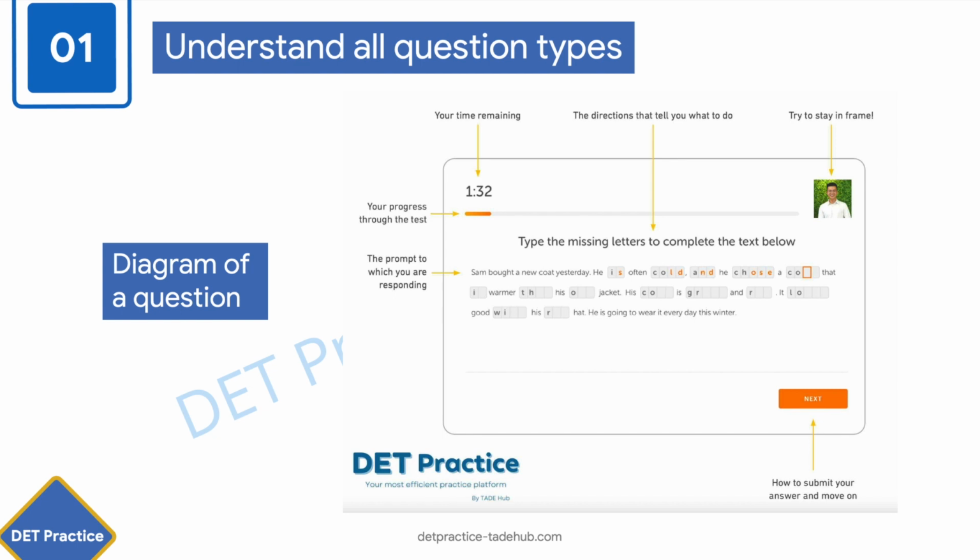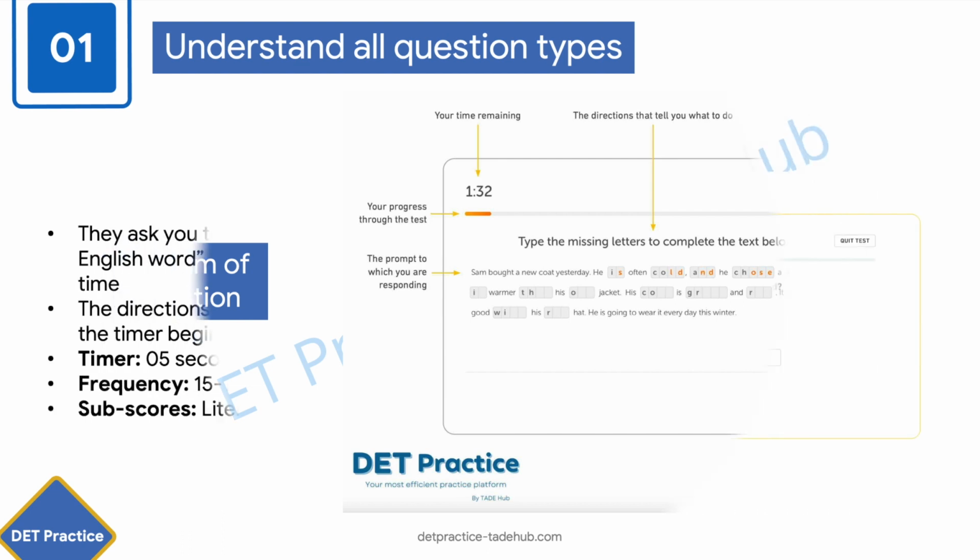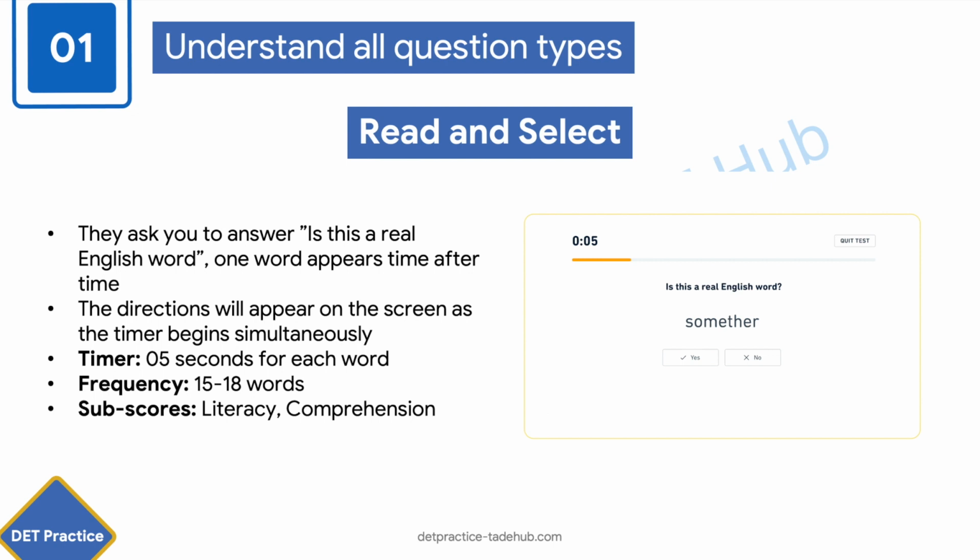Here is the diagram of a question. Every single question provides test takers all the following information, including the time remaining and the directions that tell you what to do, and you need to try to stay in the frame in the top right-hand corner. And if you finish the questions earlier than the time provided, you can click next to move on to the next question.